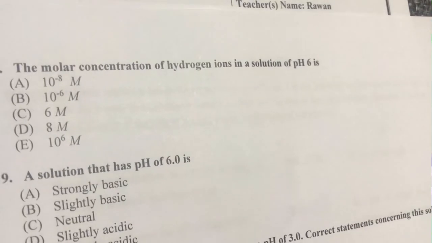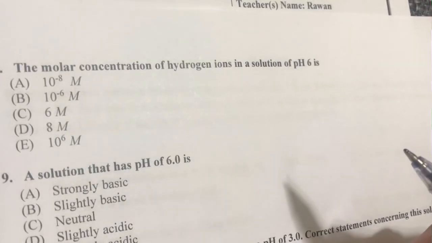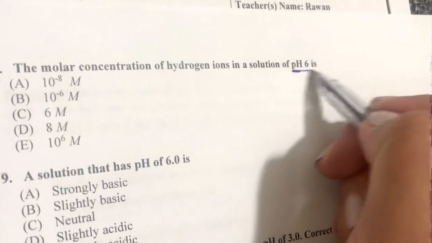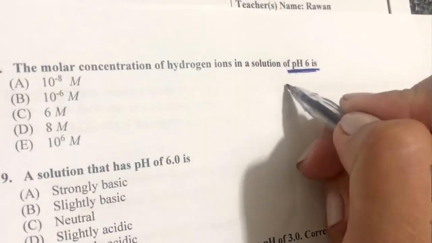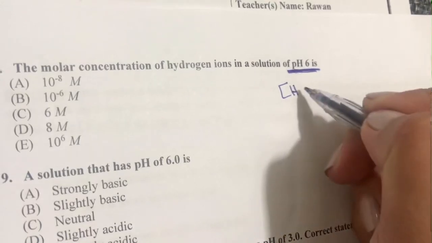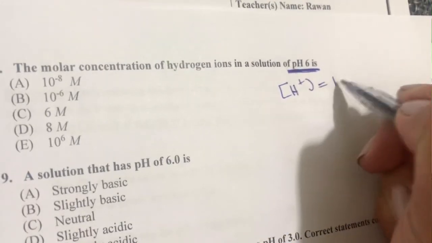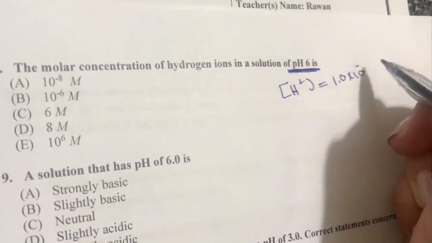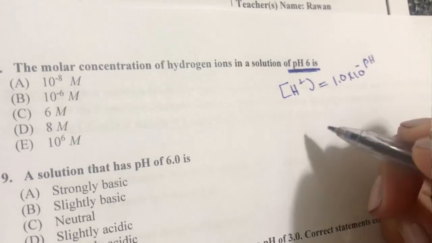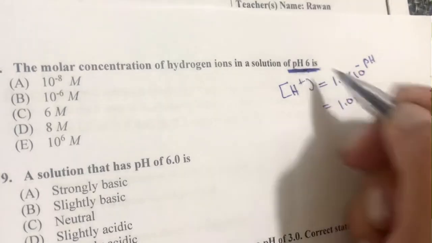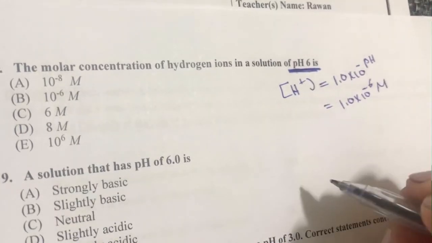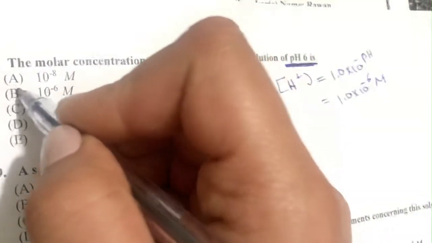Question 8. The molar concentration of hydrogen ion in a solution of pH equal to 6. Again, the relation between hydrogen ion concentration and pH: it equals 1 times 10 to the power minus pH. So 1 times 10 to the power minus 6 molar. So the answer is B.